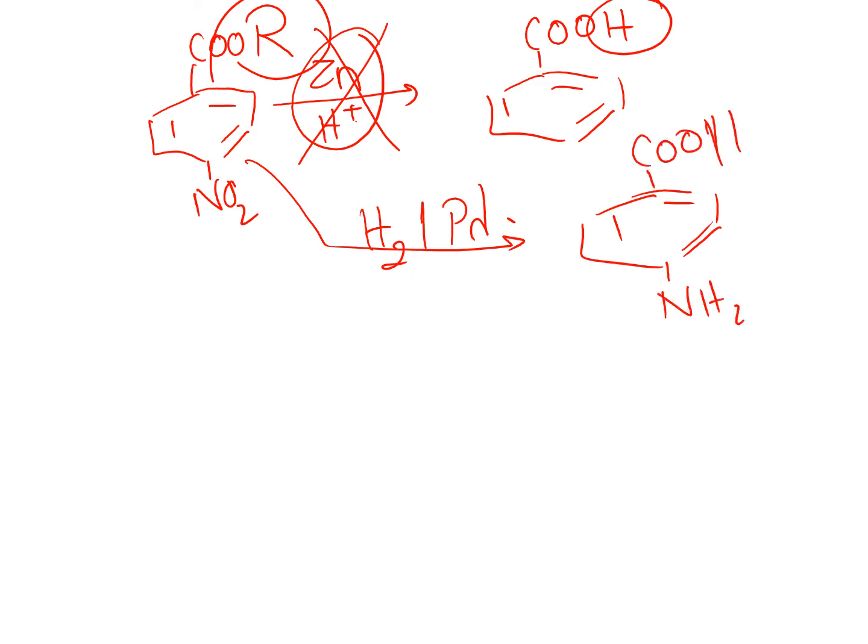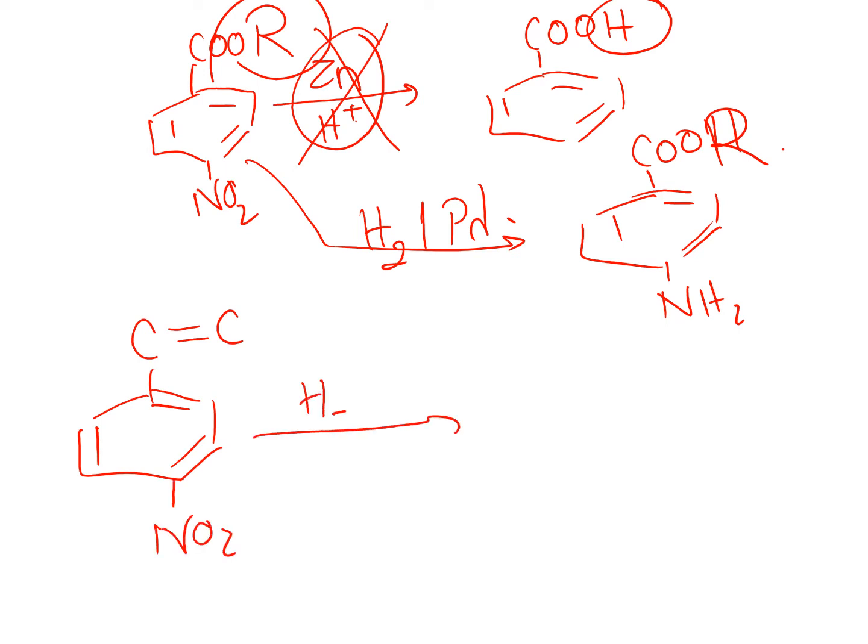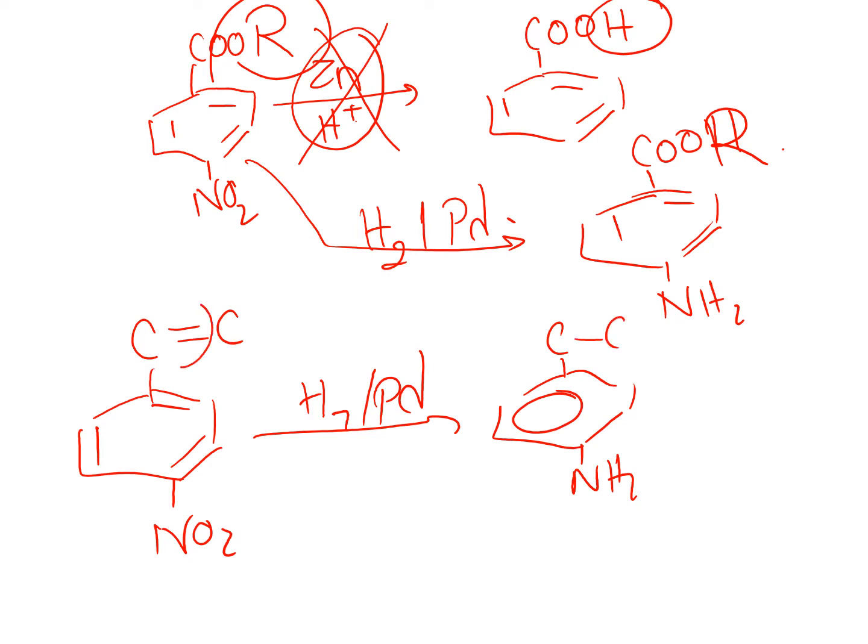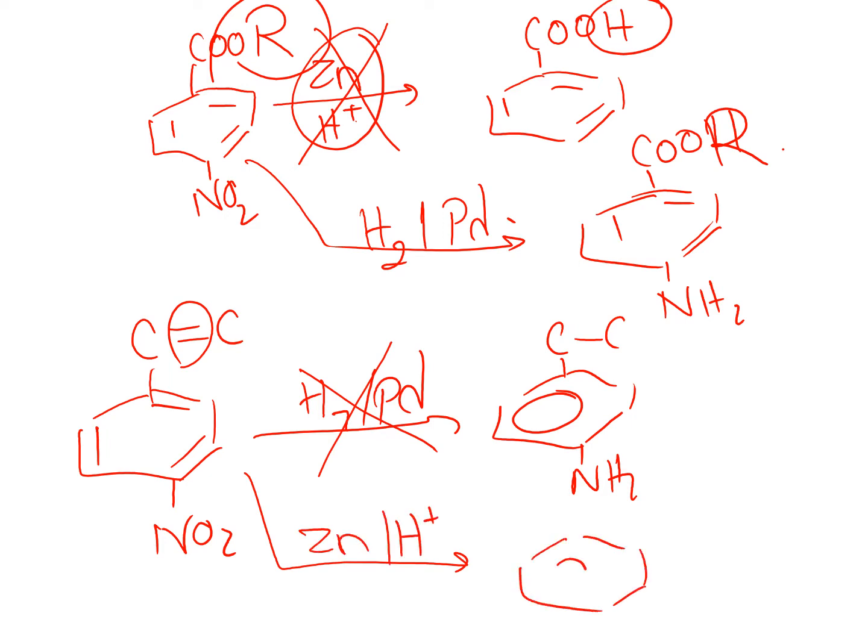the ester group. However, if you had a group that is reducible by catalytic reduction, for example, a double bond on your side chain, then you cannot use catalytic reduction, because you will end up with the amine, it's true, but you will also reduce the double bond that was present in your side chain, and you will end up with a single bond. If this is not what you need, then this is not the correct reagent to choose, and you should choose the acid reduction of the nitro group to keep the double bond and not reduce it, and at the same time end up with the primary amine.